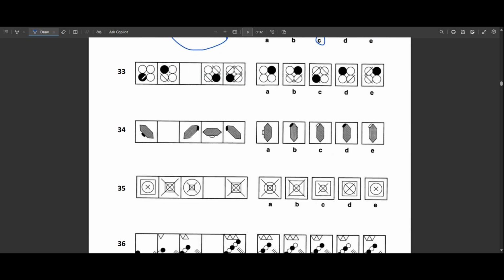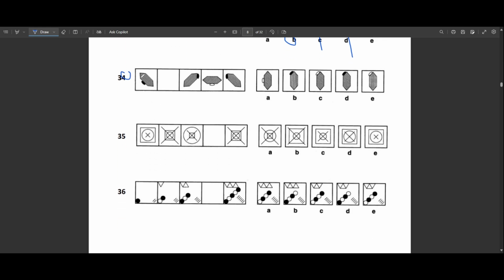So question 33. You can see the black circle is rotating. It should be in the top right this time. It's also adding one of these lines each time. So we should have something like this, because this one's got 1, 2, 3. This is 1, 2. Okay, it's going to be option B. Question 34.